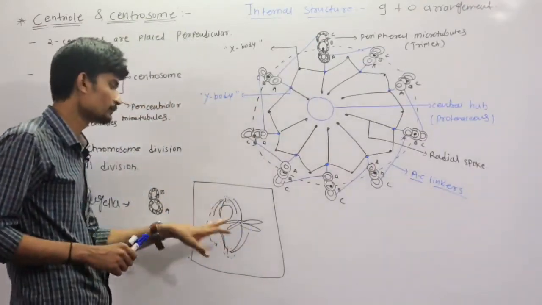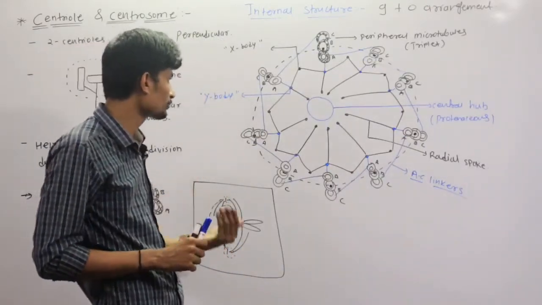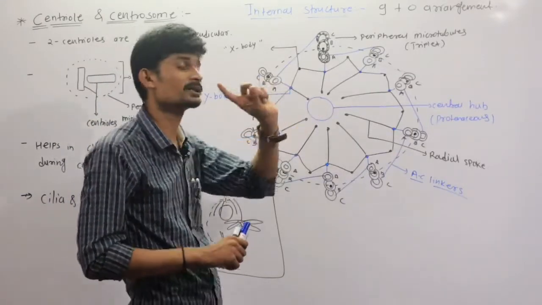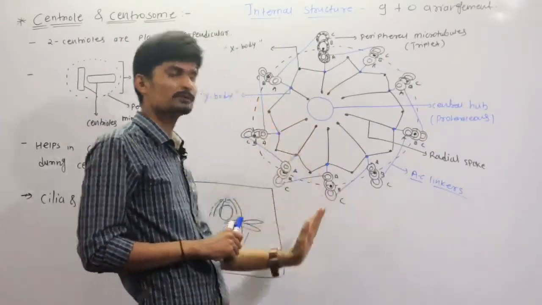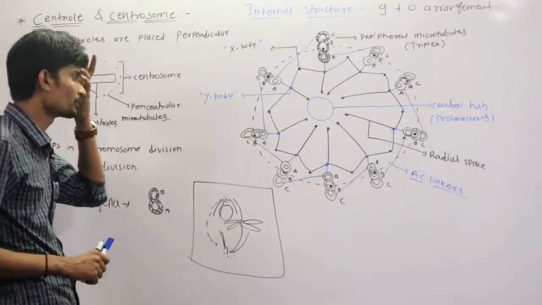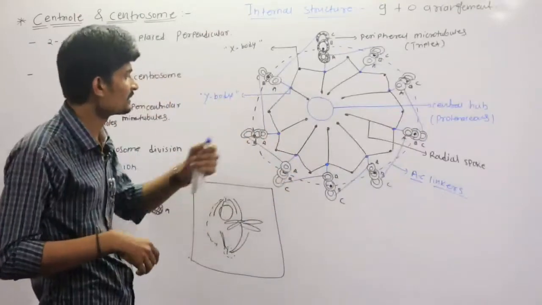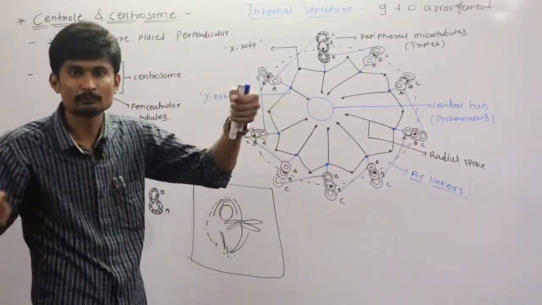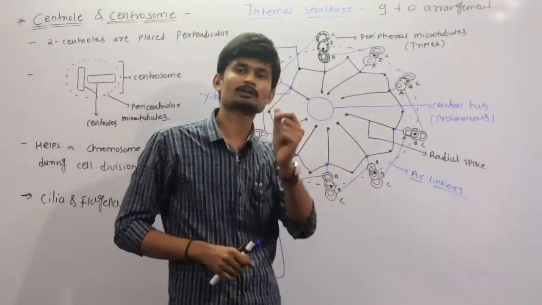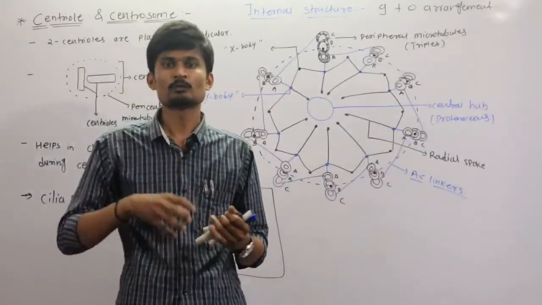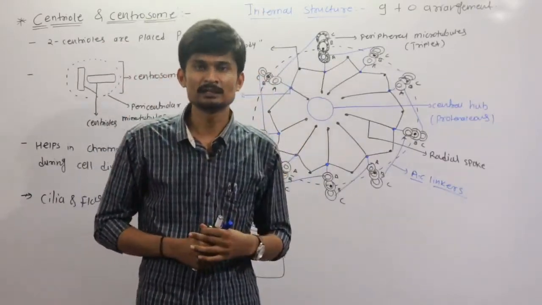But here you only have to remember that these centrioles do not help in movement or locomotion, because at the center there are no central microtubules, and that's why they cannot rotate. So the basic function of the centriole and centrosome is to give rise to the microtubules or fibers, which help in the separation of chromatids during cell division. So this is the basic internal structure of the centrosome, and its function is to give rise to fibers, and those fibers help in the separation of chromosomes during cell division.